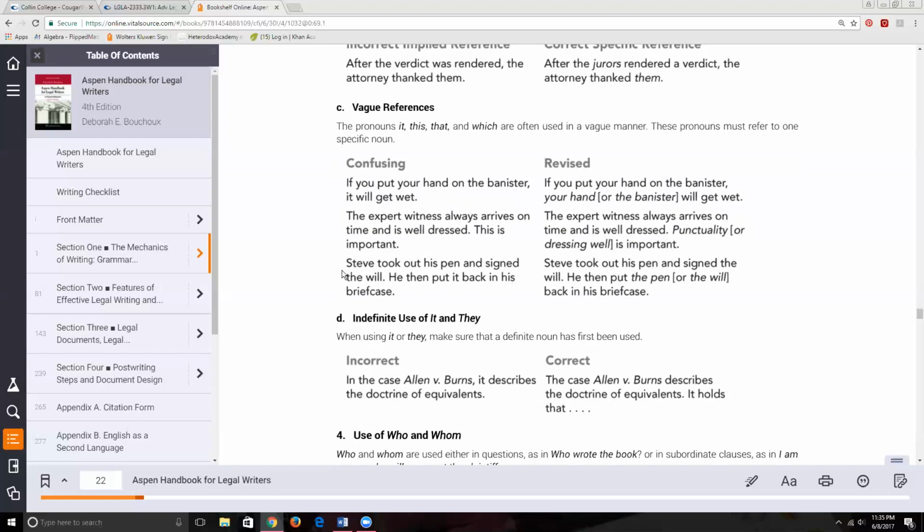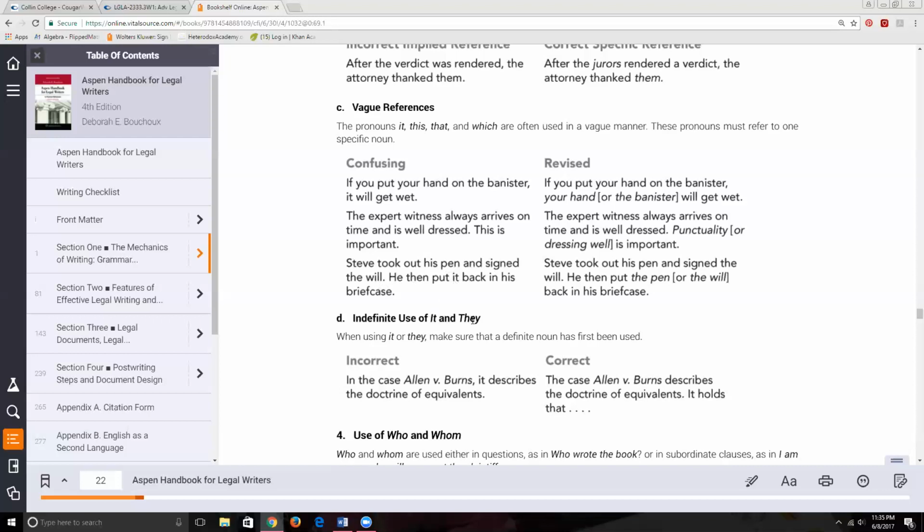Let's look at the next sentence. Steve took out his pen and signed the will. He then put it back in his briefcase. Okay, did he put his pen back in the briefcase or did he put the will back in his briefcase? We have two nouns here. We know it's not Steve because Steve isn't an it. He's the he in this story. But we don't know which one it is. We actually can assume it's not both because we're saying it and not they.